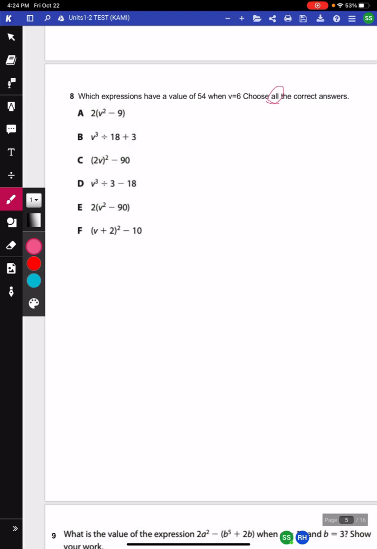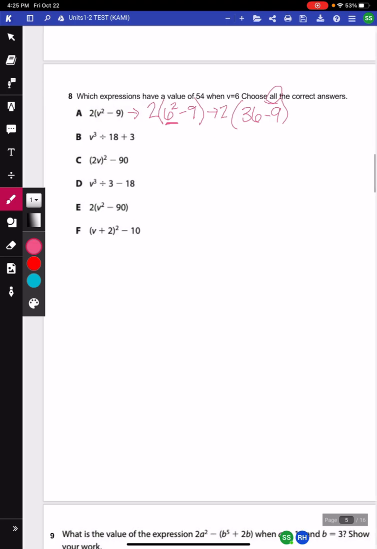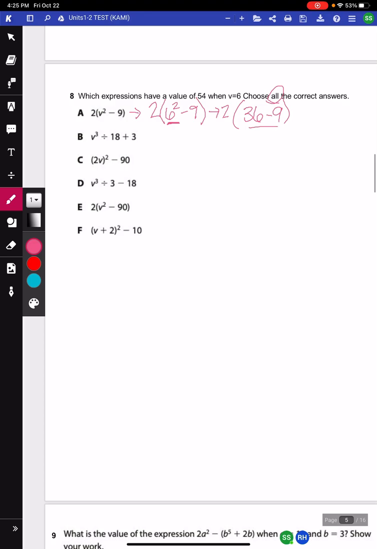So for part A, I'm going to leave the 2 alone. So it's going to be 6 squared minus 9. I know inside the parentheses I need to solve the exponent first, so 6 times 6 is 36 minus 9. I'm going to rewrite that, keep my 2 on the outside. Order of operations says I need to do grouping first, or parentheses, so I'm going to leave the 2 alone. 36 minus 9 is 27. And finally, 2 times 27 is 54, so we know A is an answer.